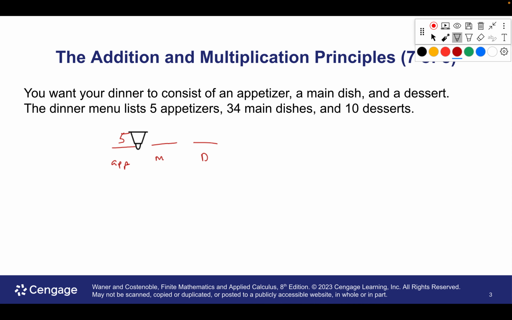How many choices do I have for my main dish? 34. And so for each of the appetizers I made, I could have 34 different main dishes. So it's really a 5 times 34 is what I'm doing here. It's not additive here. Each time I make a choice, I'm really multiplying the different combinations. Okay, so we're going to multiply. And then desserts, there's 10 of those.